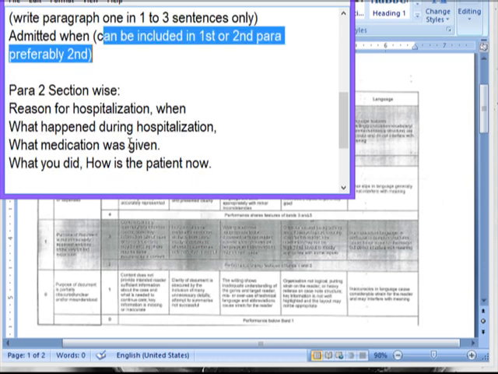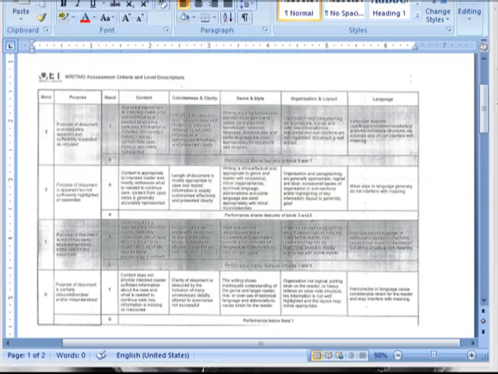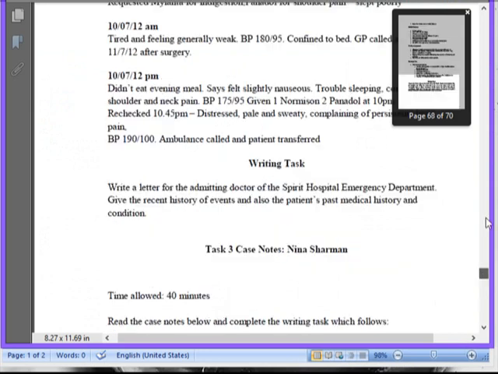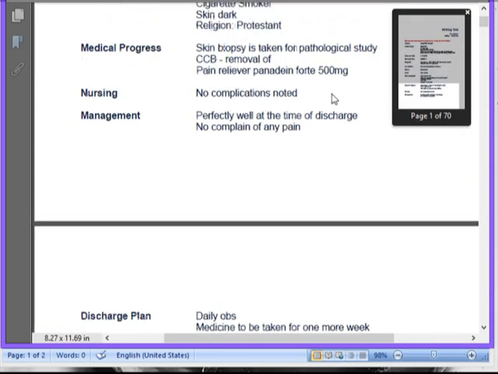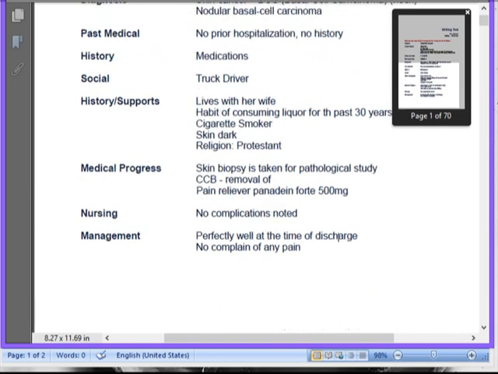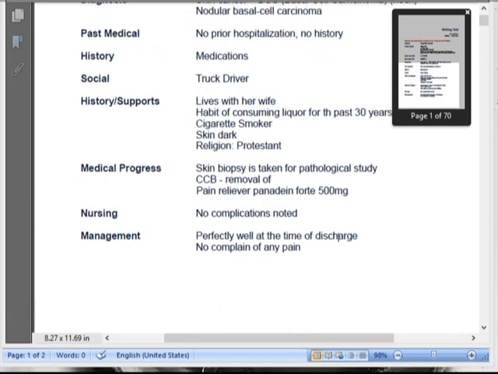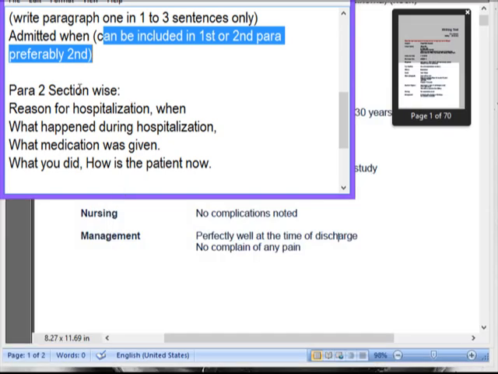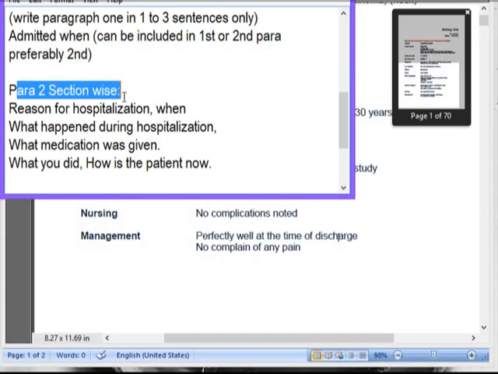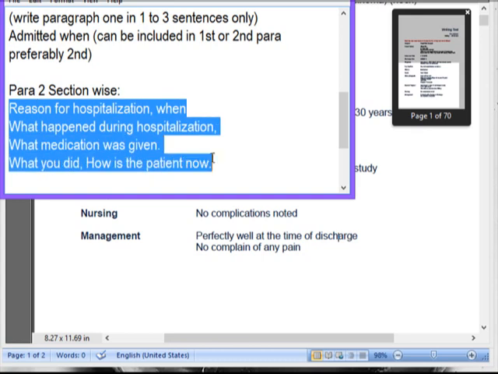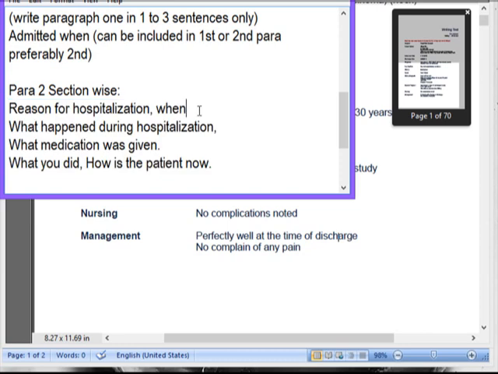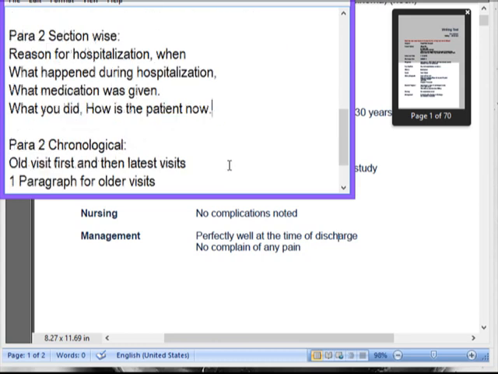Now when it is a section wise case note, which I showed you earlier, what you would need to do is, in your second paragraph, write all the things which have happened in the hospital. For example, the reason for hospitalization, when he was hospitalized, what happened during that time, what medication was given, what you did, and how the patient is now.